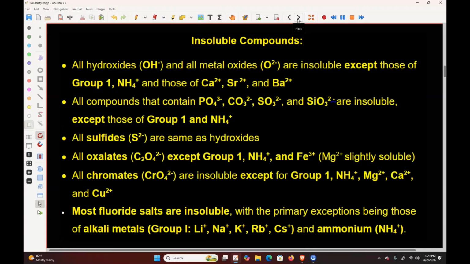All oxalates are insoluble except group 1, ammonium, iron 3. We're going to consider magnesium as insoluble. All chromates are insoluble except for group 1, ammonium, magnesium, calcium, and copper 2. Most fluoride salts are insoluble, with the primary exceptions of those of alkali metals and ammonium.